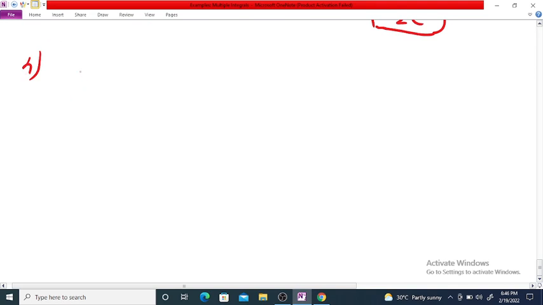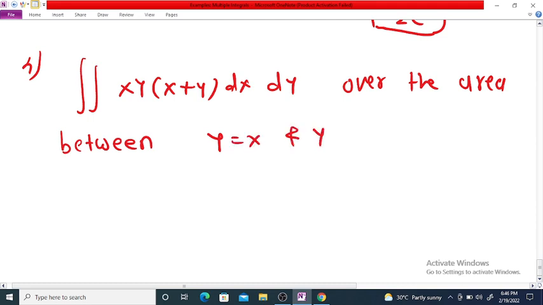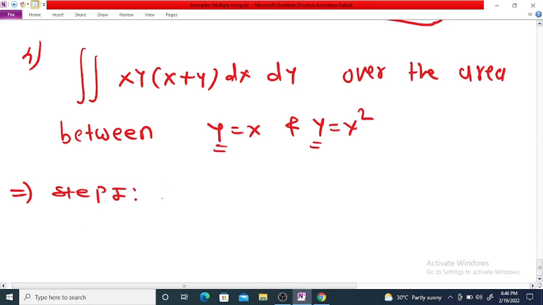Now the next example, the last example, number 4: evaluate the integration of xy(x plus y) dx dy over the area between y equal to x and y equal to x square. So first we are going to determine the region bounded by these two curves. So first we are going to determine the intersecting points.